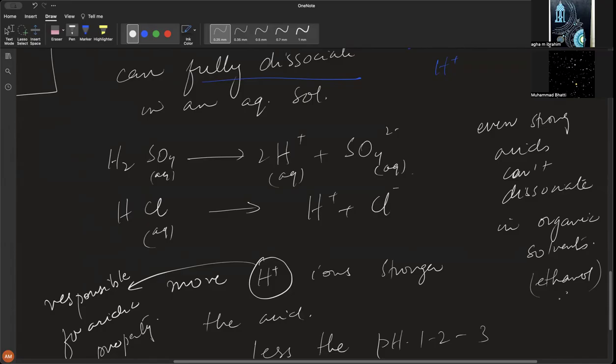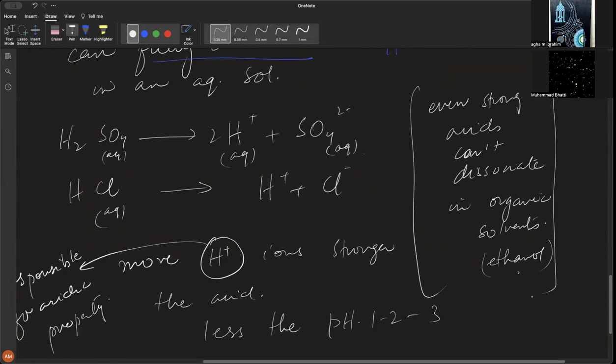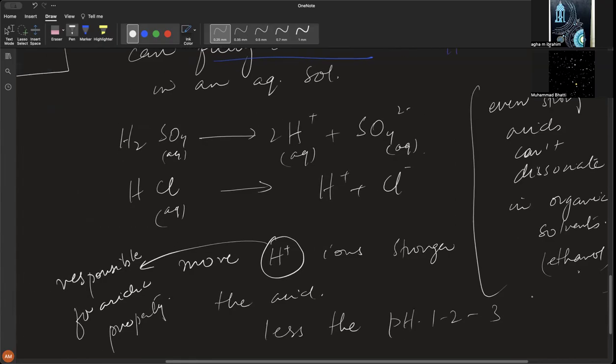Organic and inorganic solvents. The inorganic or universal solvent is water. There are other organic solvents like lipids, ethanol, and alcohols. These are called organic solvents. So acids are not able to dissociate there, so they do not have their acidic property. Even the strongest of acids do not behave as acids in alcohol because they cannot dissociate. It should be pure, but if there is a little amount of water, they are going to dissociate. All right.